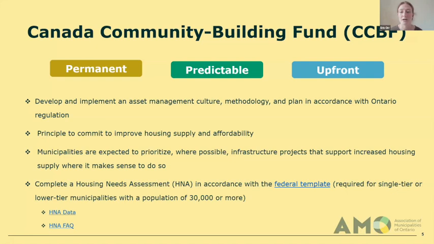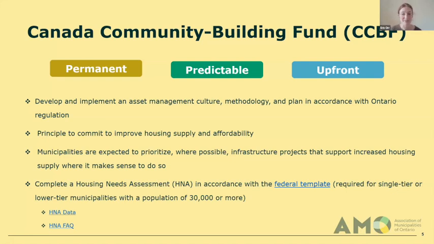Another requirement under the agreement coming from the federal government is a housing needs assessment document. These documents are called HNAs. HNAs are actually required for all federal funding. Under the CCBF, it is only required for single tier and lower tier municipalities with a population of 30,000 or more. These HNAs identify growth projections, core housing needs, and your infrastructure gaps as well. This is all really important information for effective long-term infrastructure planning.